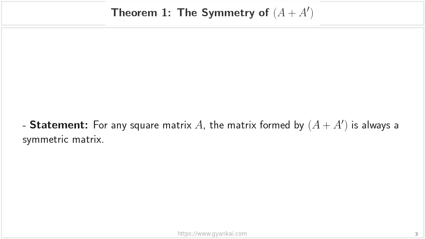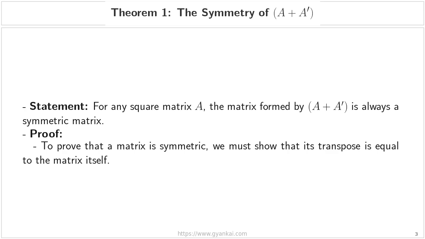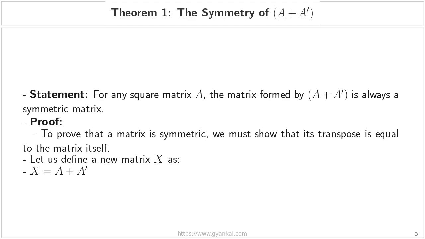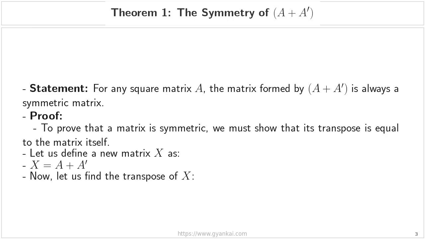For any square matrix A, the matrix formed by adding A to its transpose, A transpose, is always a symmetric matrix. To begin the proof, we must first recall the defining characteristic of a symmetric matrix. To prove that any matrix is symmetric, we must demonstrate that its transpose is exactly equal to the original matrix itself. Let us start by defining a new matrix, which we will call X, as the sum of matrix A and matrix A transpose. Now, our goal is to find the transpose of X to see if it returns us to our original expression.